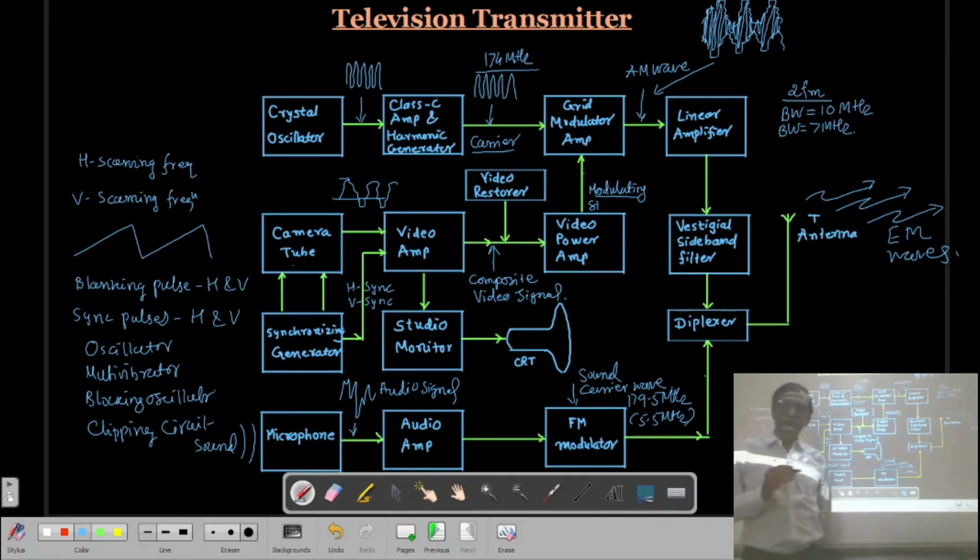So in this way, this is a very simple block diagram of a television transmitter. The actual one is very complicated, but for understanding, these are the important blocks of a television transmitter. In the next video lecture, we will discuss a simplified block diagram of a television receiver.